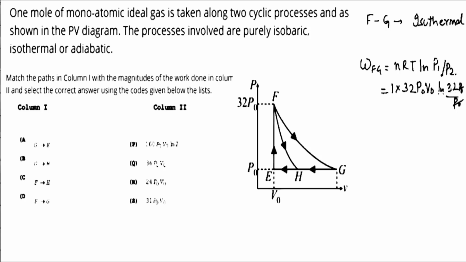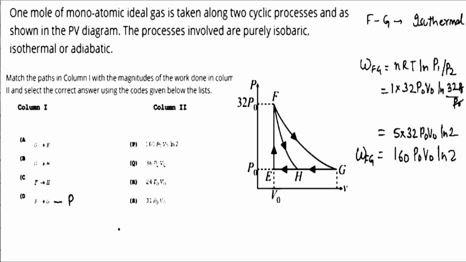Ln 32 we can write as 5 ln 2, so this will be 5 into 32 P naught V naught ln 2, right? This will be 2 to the power 5, so we have taken 5 here, so this will be simply equal to 160 P naught V naught ln 2. So FG matches with option P. So the work done in the process FG is 160 P naught V naught ln 2, right?